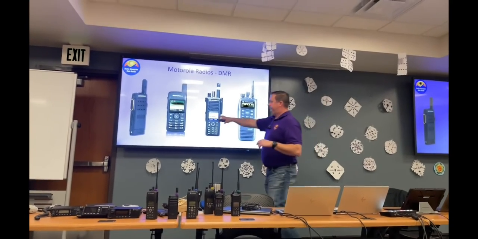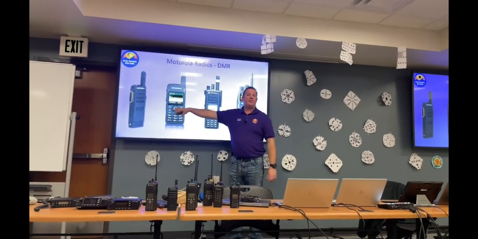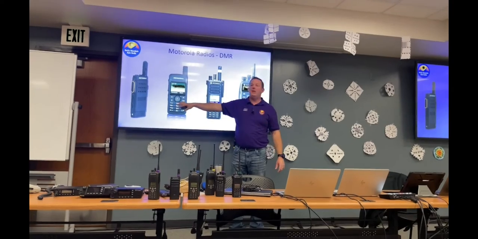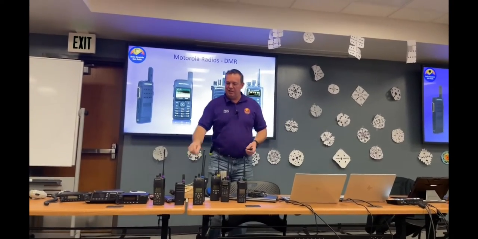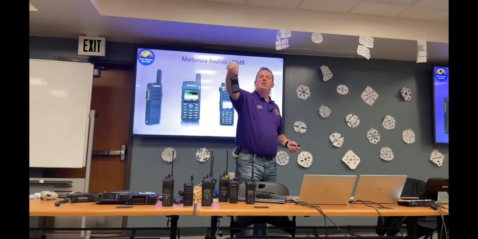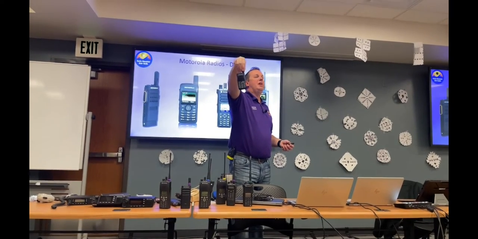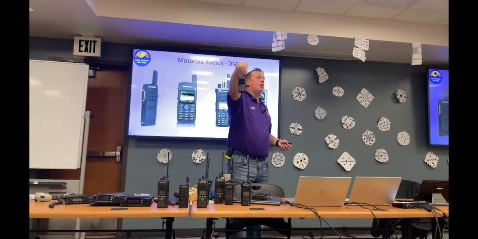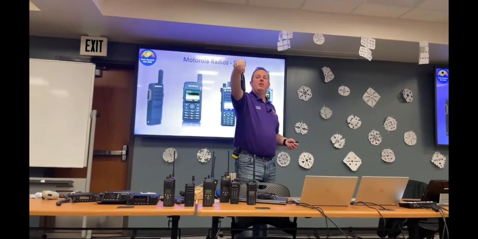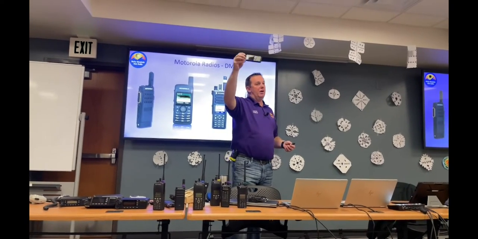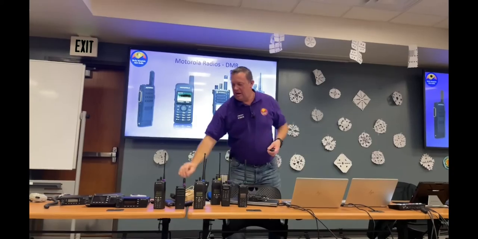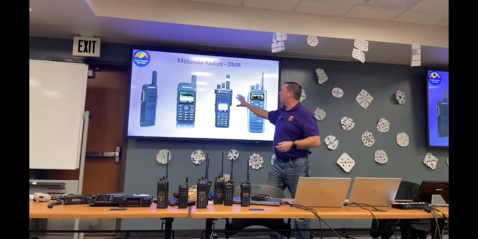The SL 7550, I think 7500 or 7550. That is a neat little cell phone sized radio. Digital only, it's DMR only. This one will not do analog channels, but they're great little radios. These will do DMR only.